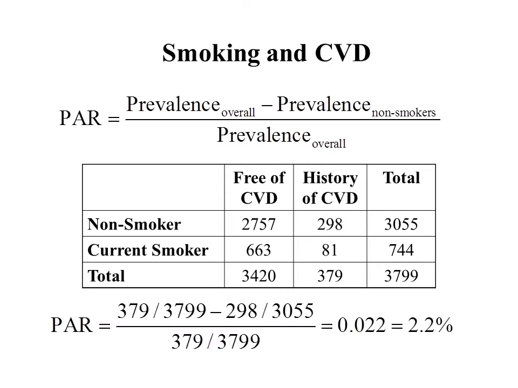So we need to calculate these individual prevalences. So the overall prevalence is we'll take the total number of people who have a history of cardiovascular disease, the 379, and divide it by the total number of people, 3799, and that's my overall prevalence. And we're going to do that the same in the denominator. Now the prevalence of non-smokers, we're going to take the number of non-smokers with the history, divide it by the total number of non-smokers, 3055, and that's my prevalence in non-smokers. So we do that arithmetic, we get 0.022, or the same as 2.2%.